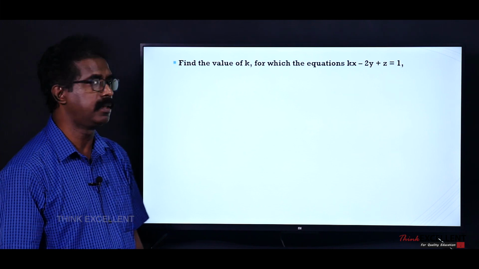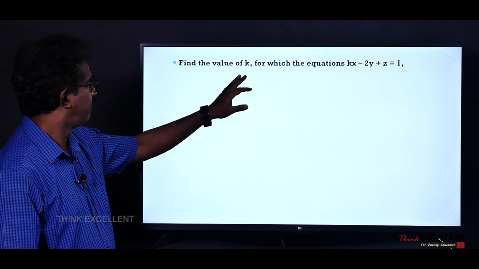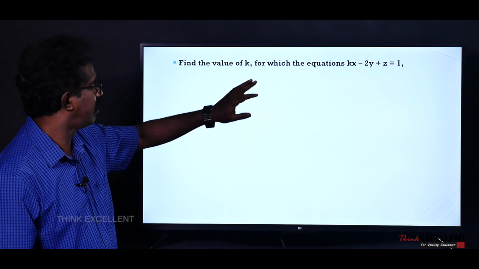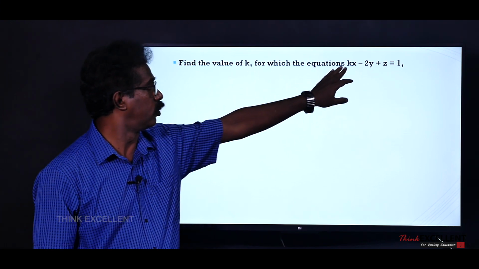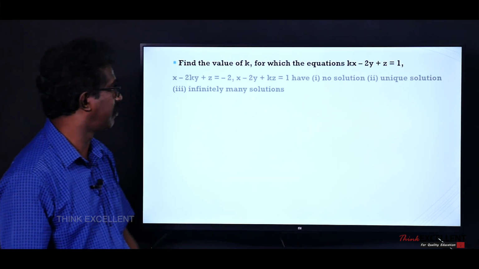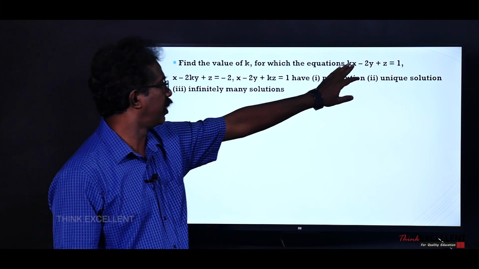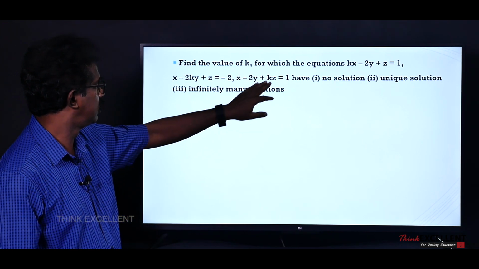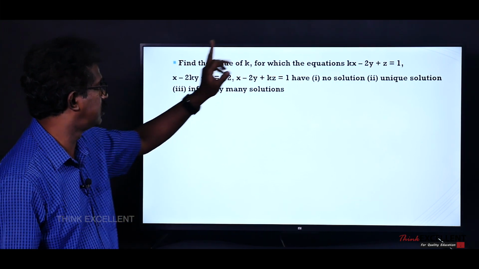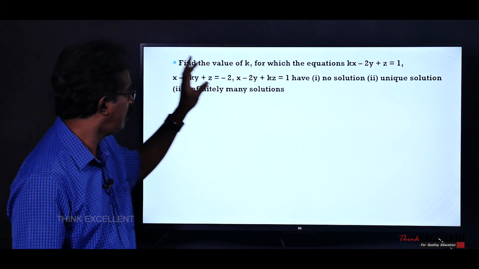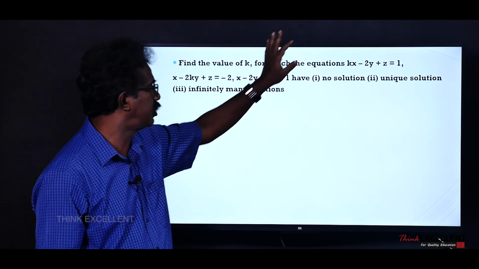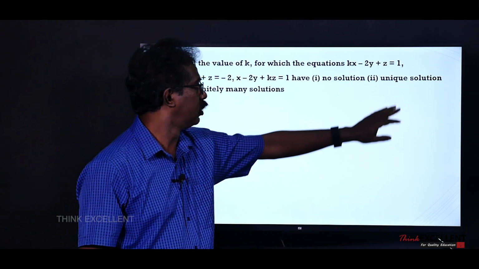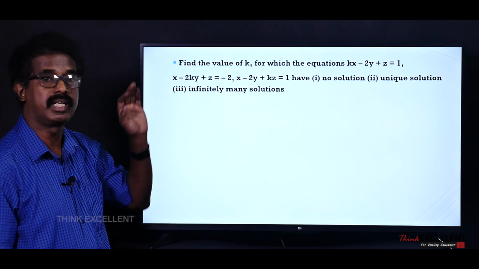Now another question you see. Find the value of k. There is an unknown. What's unknown here? k. They asked to find k value. 3 equations given. In all the 3 equations, k is there, right? So find the value of k so that the system has no solution, unique solution, infinitely many solutions.